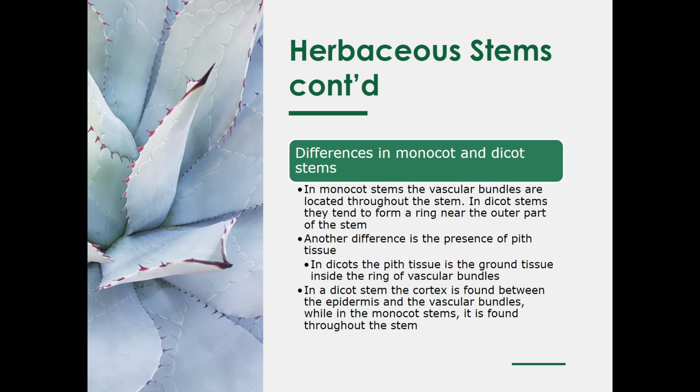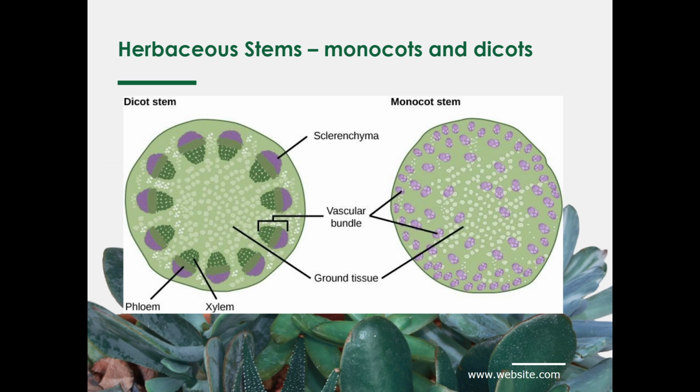Another difference between the monocots and the dicots is whether the cortex is found between the epidermis and the vascular bundles, or is found throughout the stem. In monocots, it's found throughout the stem. In dicots, it's found between the epidermis and the vascular bundles.